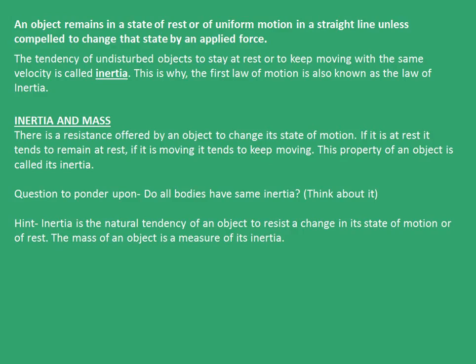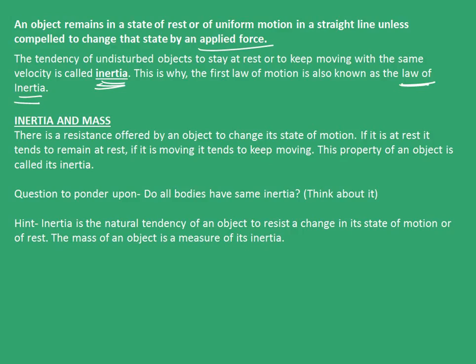The first law of motion states that an object remains in a state of rest or of uniform motion in a straight line unless compelled to change that state by an applied force. The tendency of an undisturbed object to stay at rest or to keep moving with the same velocity is called inertia. This is why the first law of motion is also known as the law of inertia. So what it means is, unless and until you apply an unbalanced force on a body moving in a straight line, it is going to maintain the same speed, or in case it is at rest, it won't start to move. Now, what is inertia?